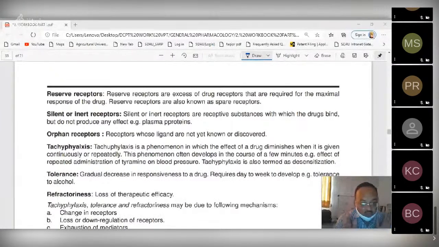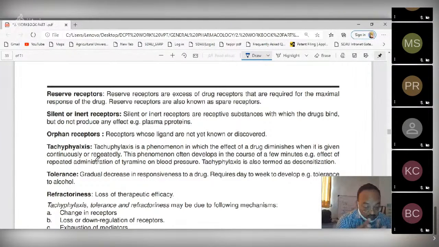Now, tolerance is a gradual decrease in the responsiveness to a drug. It requires days to weeks to develop. Example, tolerance to alcohol. Tolerance is again the same thing like tachyphylaxis. If you increase the dose continuously, then the response to the drug will get decreased. It is a gradual decrease in the response to the drug, and the tolerance will develop within weeks, within months, or within a year.